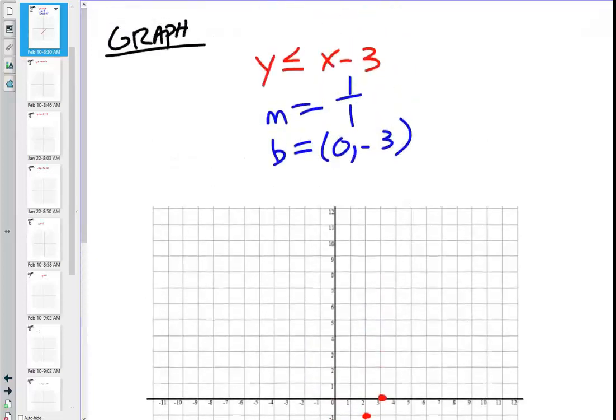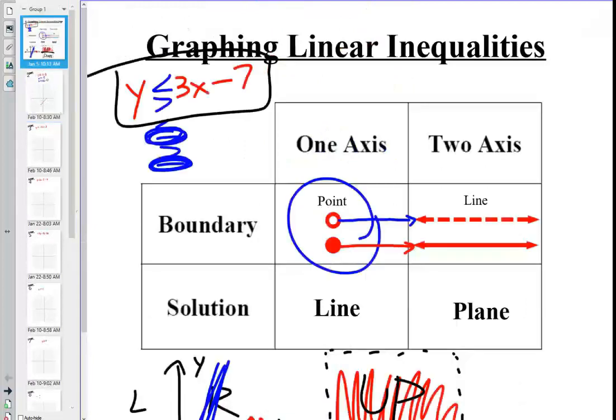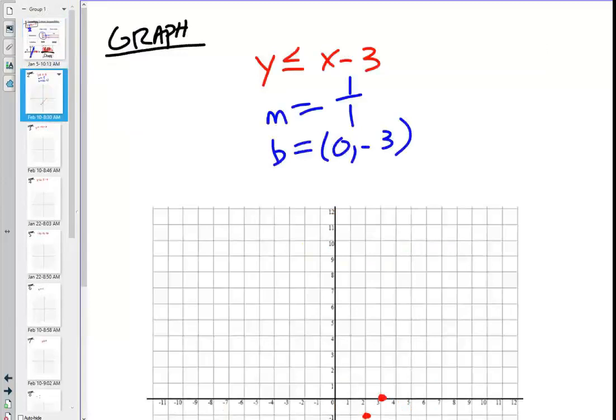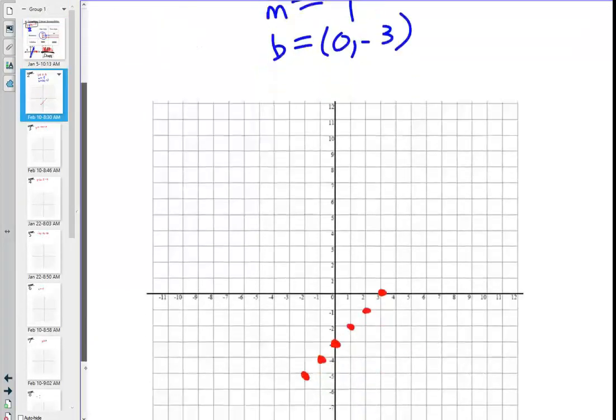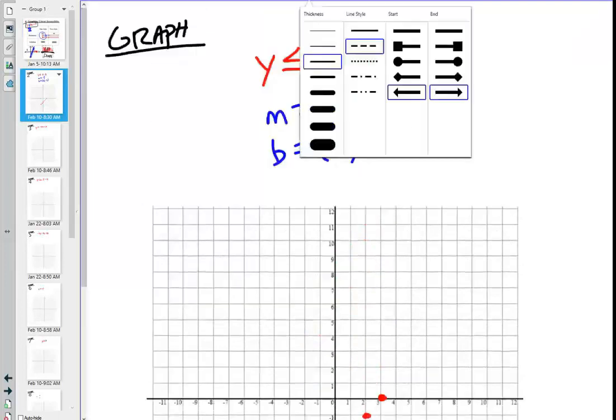Part of defining that space is knowing that there are 2 types of boundaries. The line you draw might be solid, but it might be broken. So what determines that? The inequality sign. Because I have the or equal to sign underneath, is it going to be solid or broken? It is going to be solid. So make sure that this one is going to be solid.